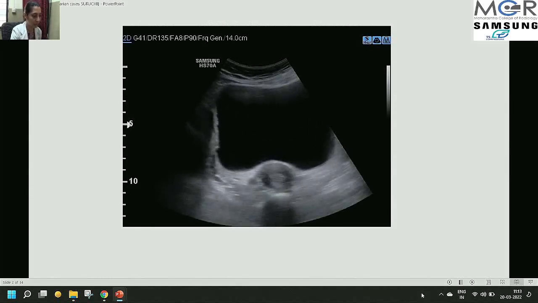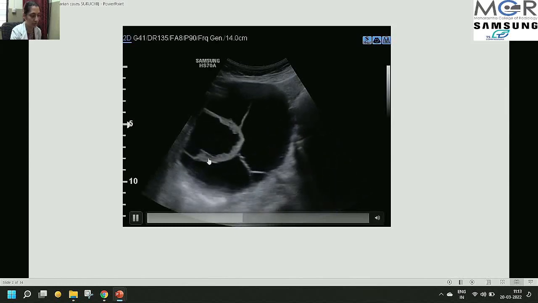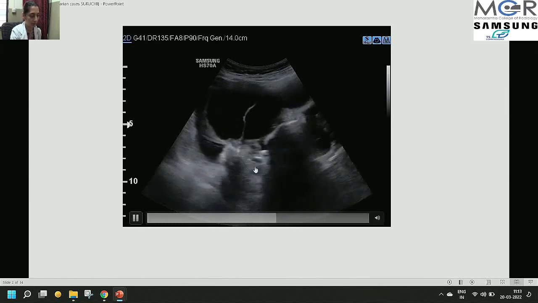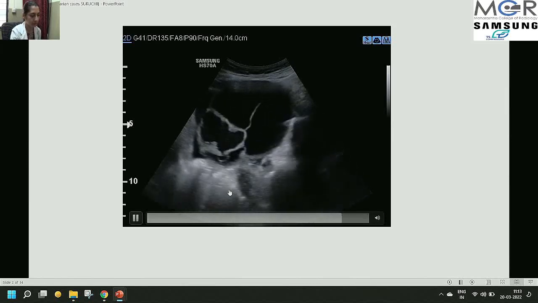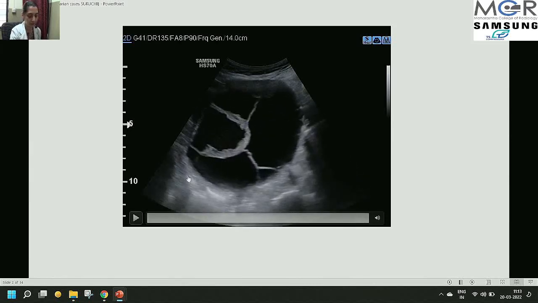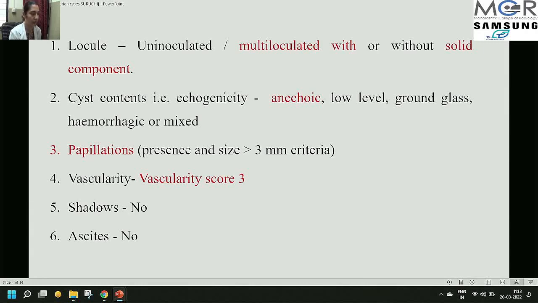Here is a cine loop. We can see on the right side there was an anechoic cystic lesion, multiloculated, and some solid component was seen here. On color Doppler there was minimal vascularity seen. So according to IOTA, it is a multiloculated lesion with solid component.